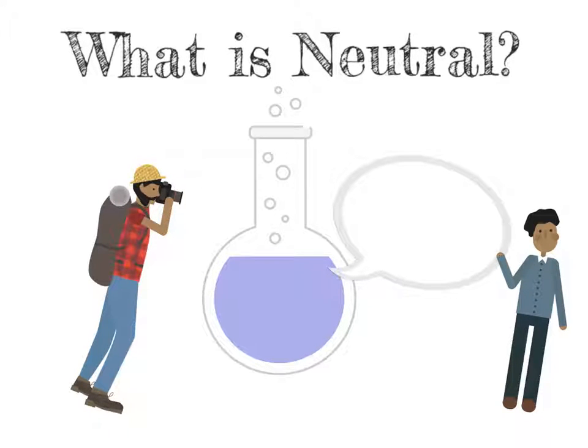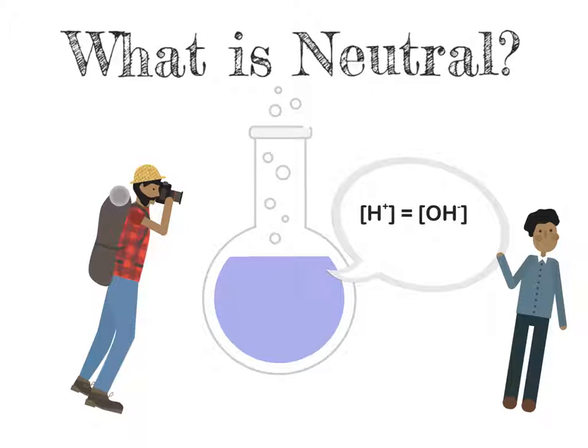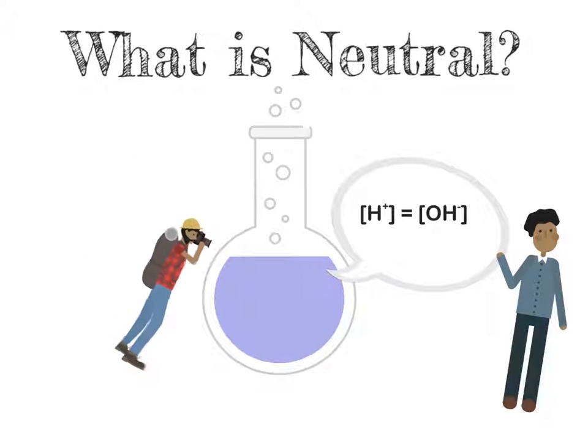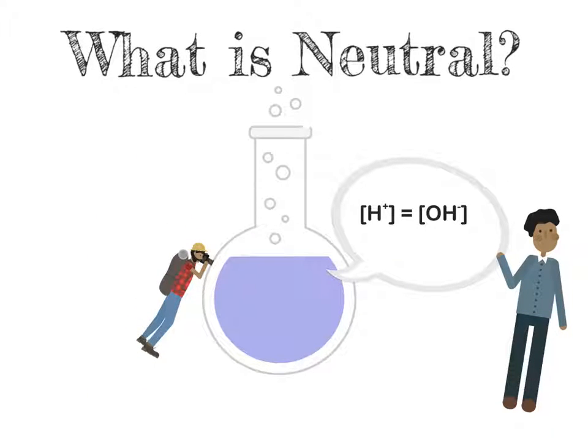In this video, we're going to look at the differences between acidic, basic, and neutral solutions. So first we will look at neutral. What is a neutral solution? A neutral solution is defined as having equal hydrogen ion and hydroxide ion concentrations.